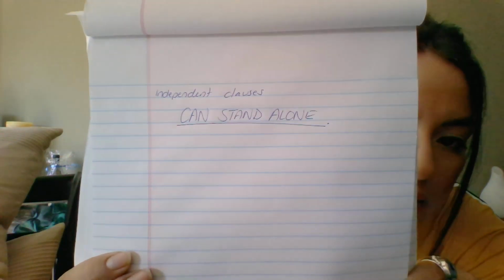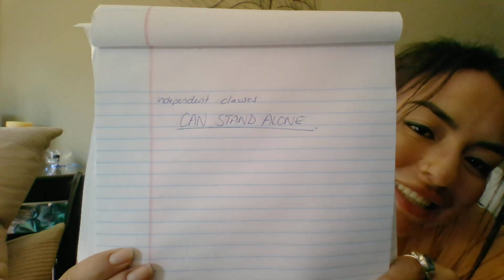So I have noted here, independent clauses can stand alone. Examples of that would be: I love dogs, I love cats, greenhouses are my favorite, painting is fun.